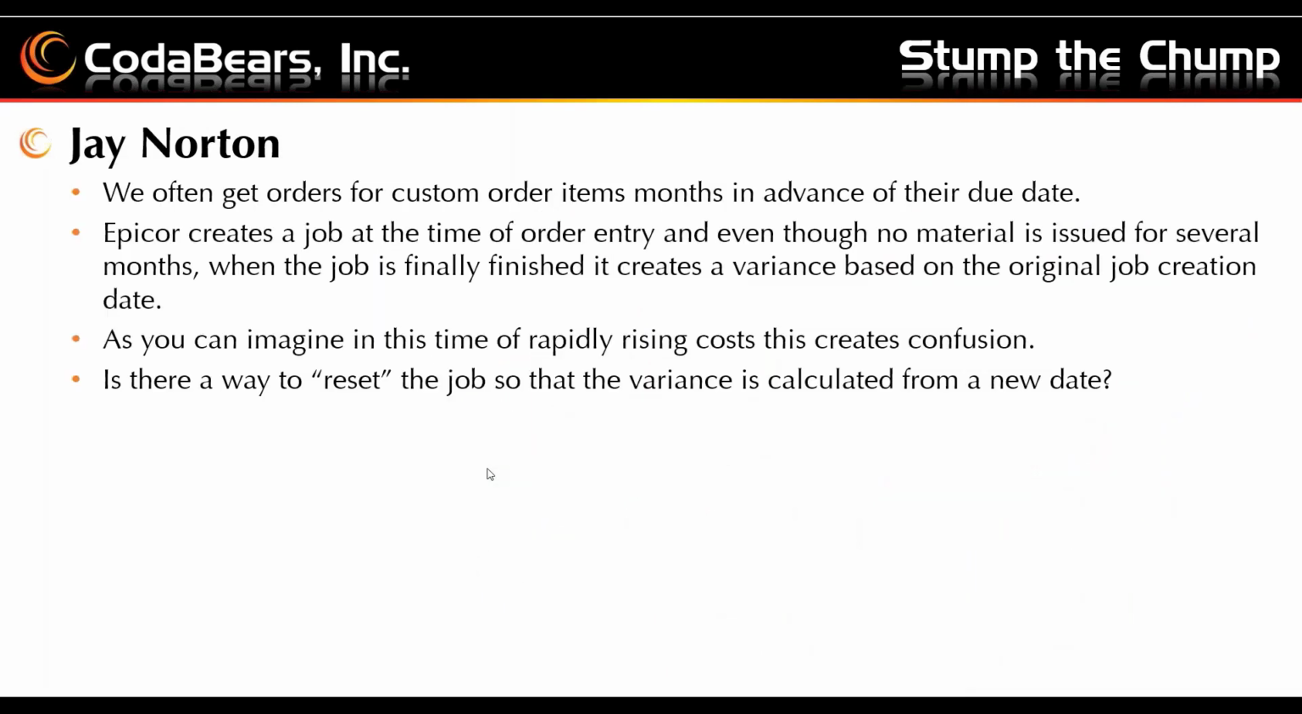They often get orders for custom order items that are months in advance of the due date. Epicor creates a job at the time of the order, even though no material or work or anything is actually done, but the variance is posted at the end of the job using the original date. And with costs kind of going all over the board right now, it's adding confusion. Is there a way to reset the job so that the variance is calculated from a new date?